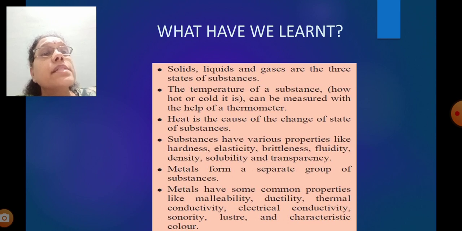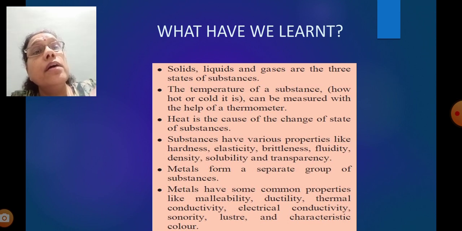Now today's substances have various properties like hardness, elasticity, brittleness, fluidity, density, solubility and transparency. Metals form a separate group of substances. Metals have some common properties like malleability, ductility, thermal conductivity, electrical conductivity, sonority, luster and characteristic color. These are the things which we have learned in this chapter.